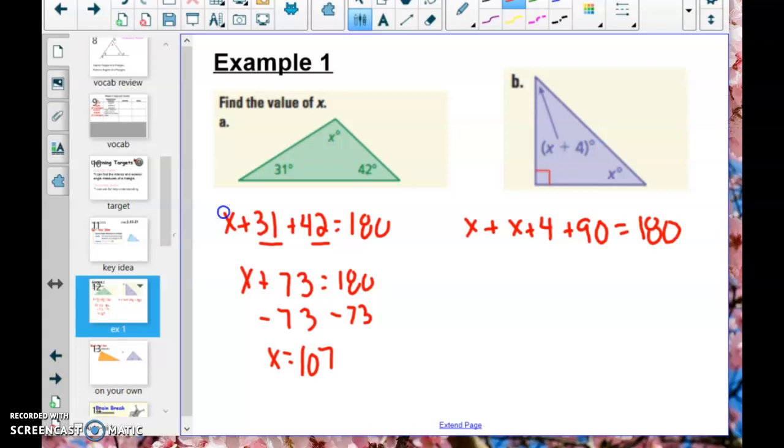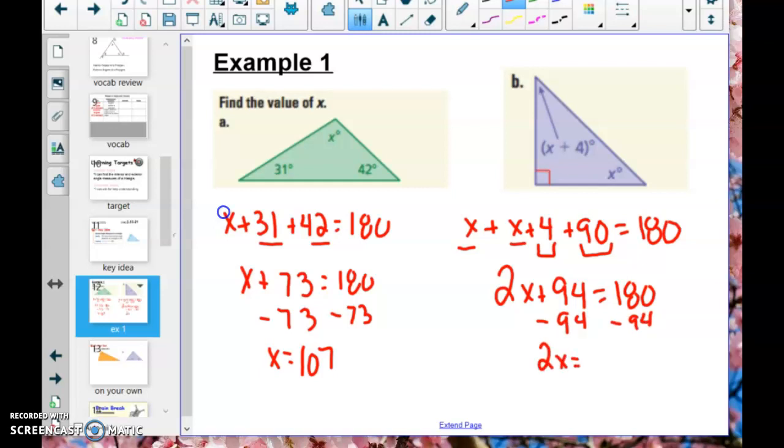Well, I have some like terms that I'm going to put together. 1x plus 1x is, of course, 2x. 4 plus 90 is, of course, 94. And that still sums to 180 degrees. Then I would subtract 94 on both sides. That leaves me, of course, with 86 degrees. Then I would divide by 2 on both sides. So that means the value of x for this triangle would be 43.